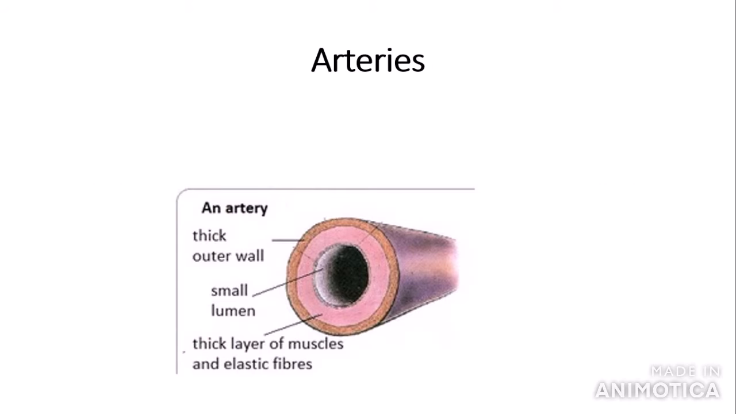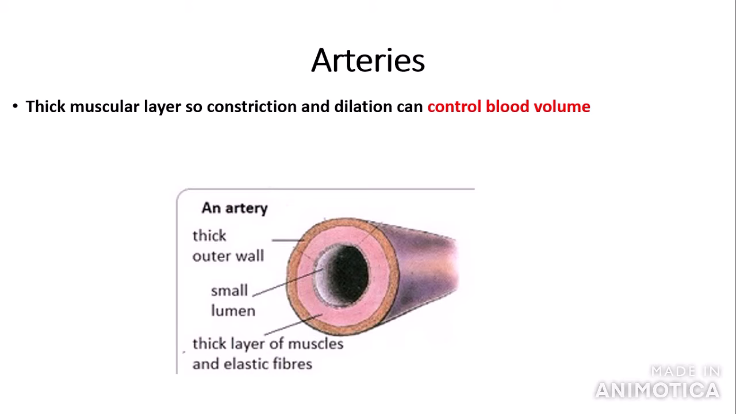So now you need to know about the adaptations of different types of blood vessels. So first we're going to talk about arteries. Arteries contain a thick muscular layer. This means that constriction and dilation can control blood volume so that the correct amount of oxygen is delivered to tissues.